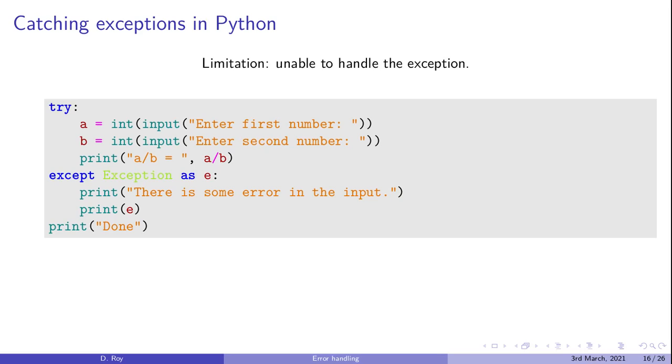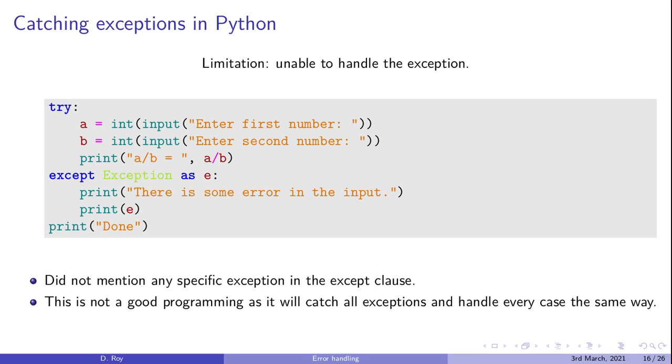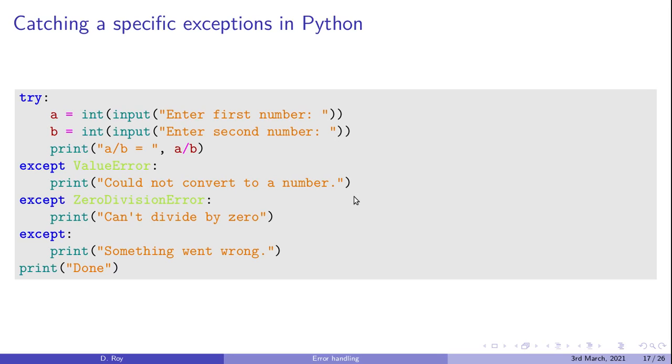Now still there is a limitation with this code as well. In this code we were just printing that there is some error in the input, and I am just printing the error message or the exceptional error that is occurring here. But strictly speaking, we are not actually handling the exceptions in different ways. And to be precise, this is actually not a good programming mechanism to catch all the exceptions and handle all of them in the same way. A better way of handling multiple exceptions is handling them separately with separate statements.